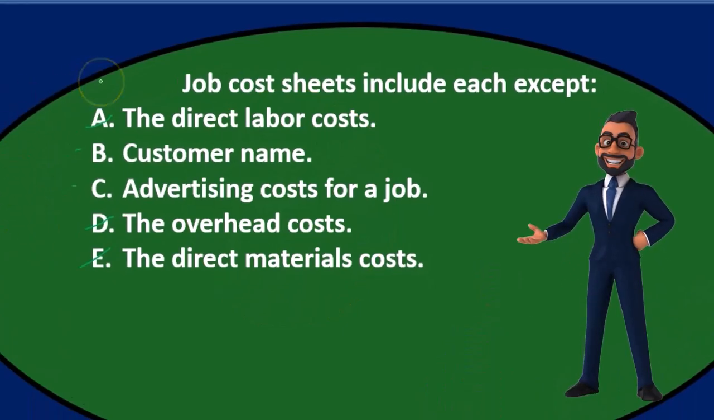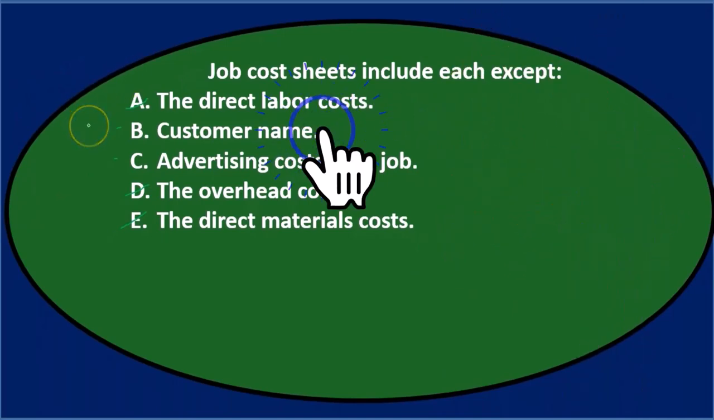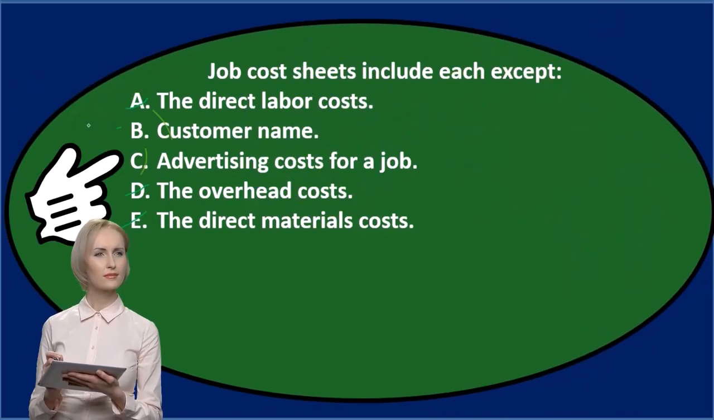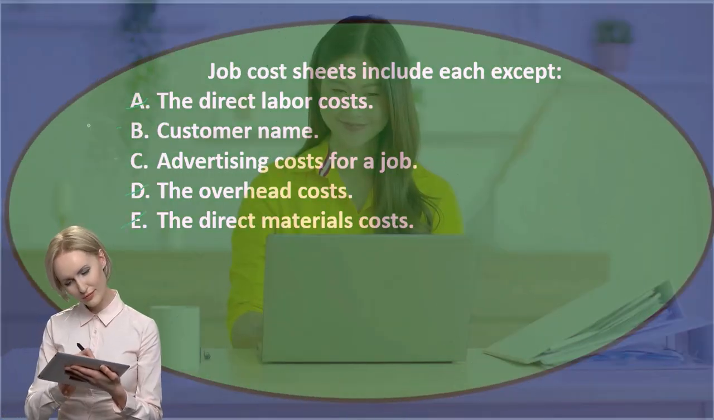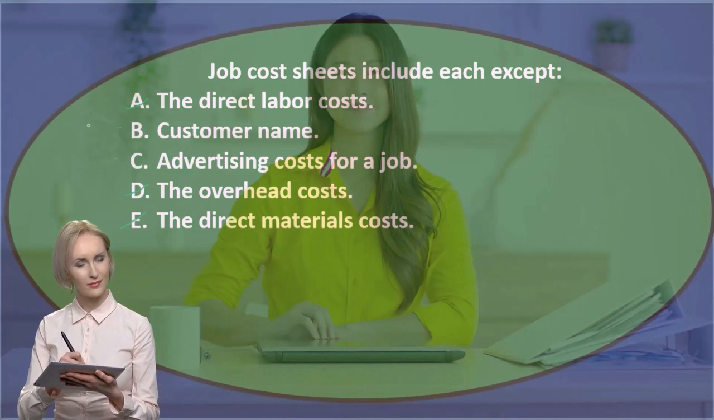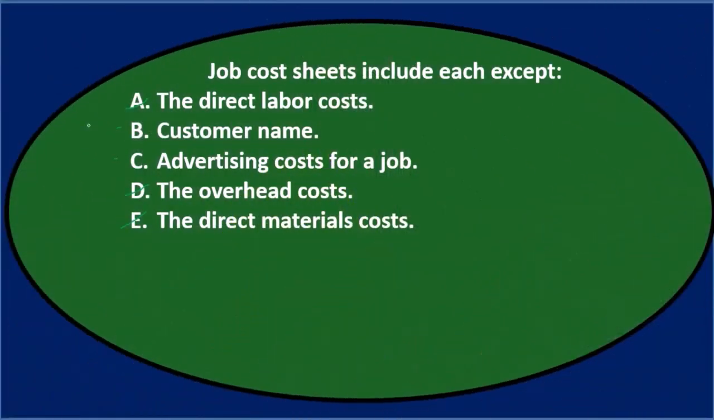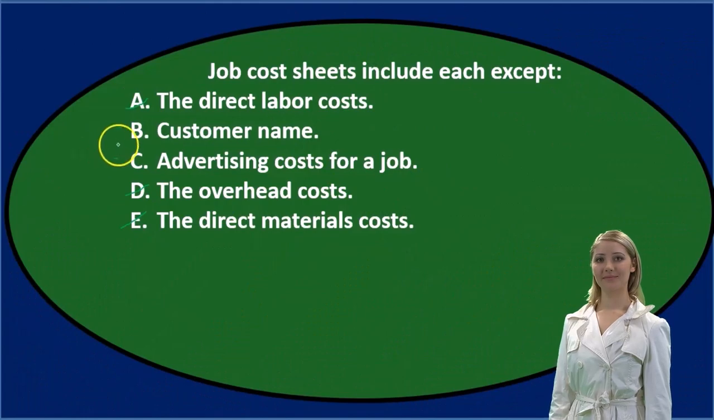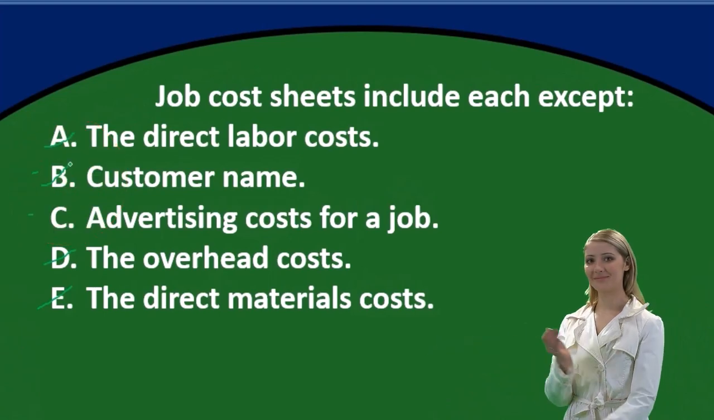So if we go through this again, job cost sheets include each except B, customer name, or C, advertising costs for a job. Now, of the two, I would think that B would be included. We need to know, who's the customer related to the job, because we're going to eventually have to assign that, track that, and bill them. So I think B is going to be on the job cost sheet. We're going to have to know that somehow, at least.